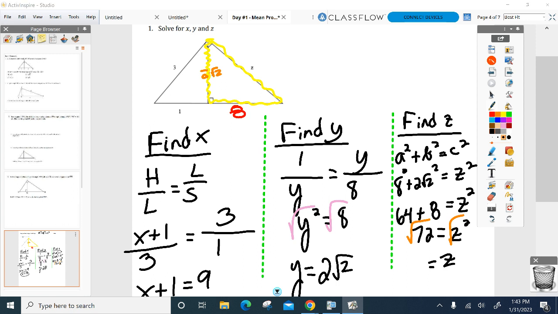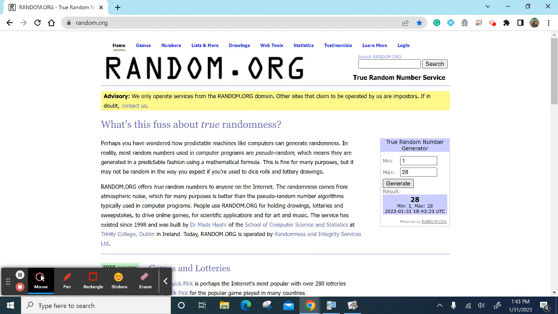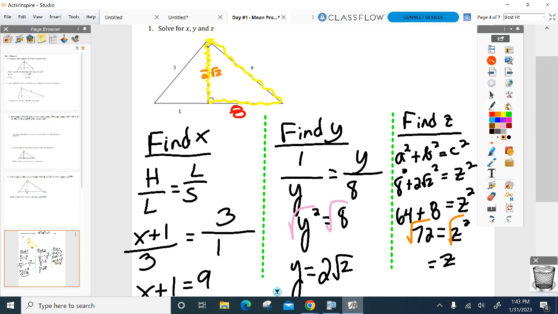What is that perfect square that goes into 72? That's not 9. 28? 36. 36 and 2. 6 radical 2 for Z. Any issues? Again, is this the only process? No. You find whatever you can find first and go from there.